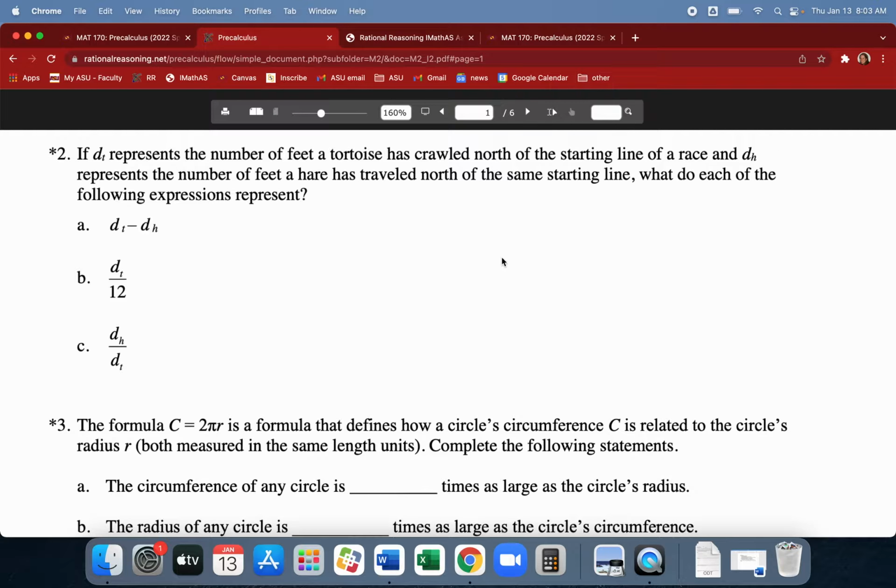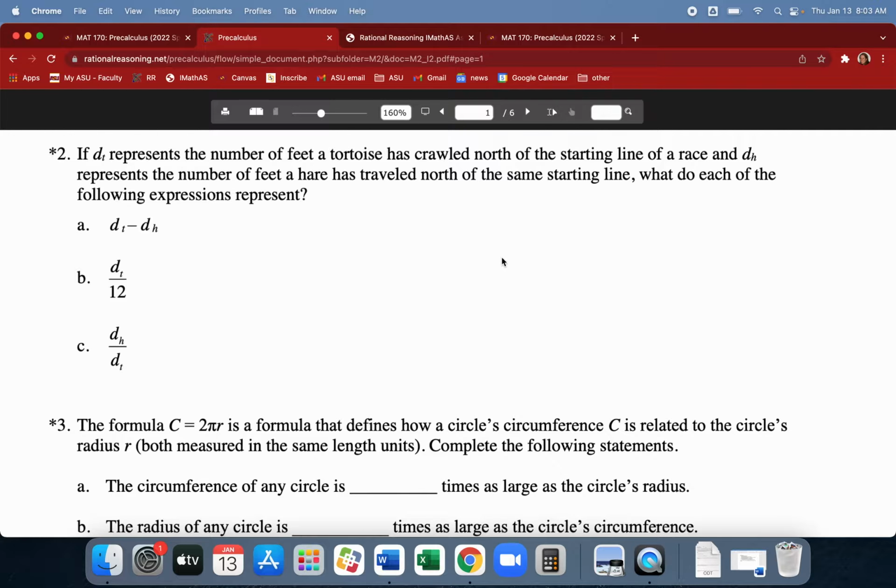How would you navigate from the lesson to there? Because I don't see. Oh, so it's not on here. It's on the rational reasoning main website. So you can get there by going back to that page. Just click on that. And then just log in. And it should be pre-calculus calculated.